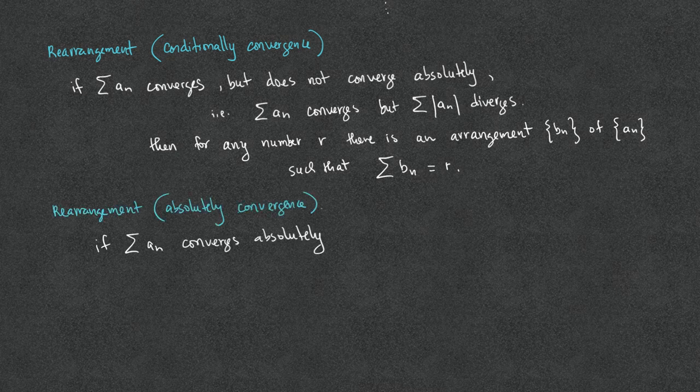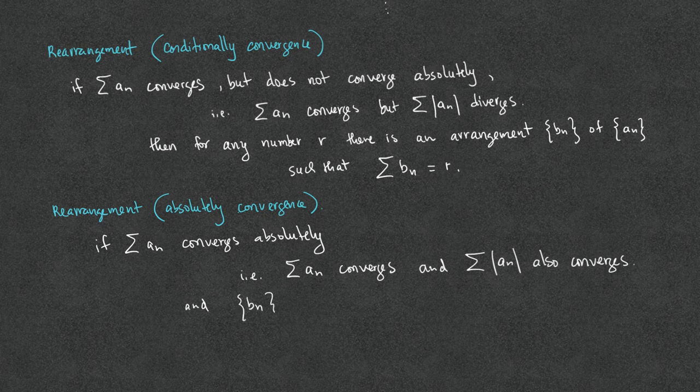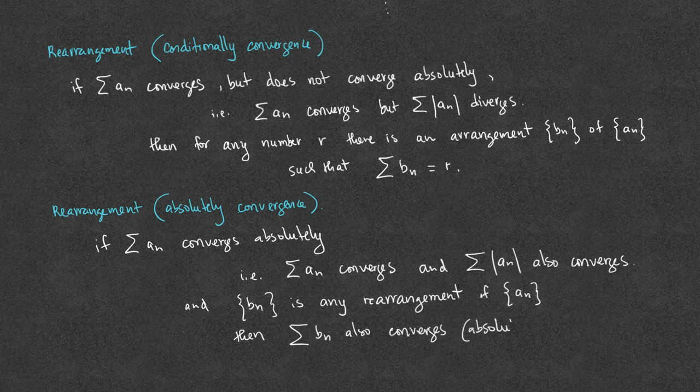For absolutely convergent series: if the series a sub n converges absolutely, that is, the series converges and the series of the absolute values also converges, and if b sub n is any rearrangement of a sub n, then the series b sub n also converges absolutely, and the sum of a sub n equals the sum of b sub n as n goes from 1 to infinity. And so with absolutely convergent series, the sum remains the same after the rearrangement.